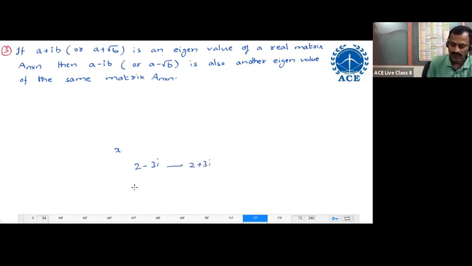One of the eigenvalues is surd 2 plus root 5. Then the other eigenvalue will be its conjugate surd, 2 minus root 5 only. For a real matrix, if one of the eigenvalues is complex, then we can add the other eigenvalue. If one of the eigenvalues is a surd, then we can add the other eigenvalue, the conjugate surd only. That is, pairs of conjugate complex numbers and pairs of conjugate surds exist for a real matrix.